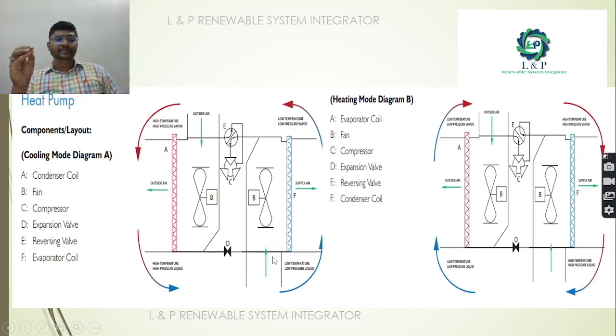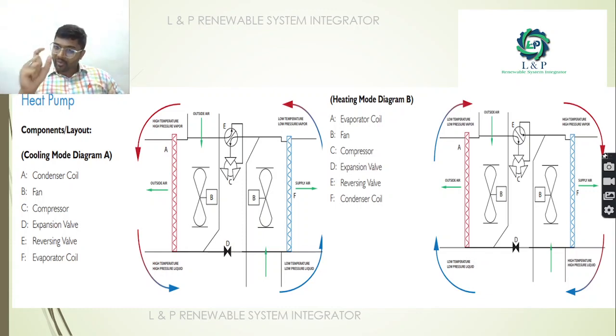Next, we have two different diagrams: one is the heating mode diagram and the other is the cooling mode diagram. It means the heat pump is capable of performing both activities. It will perform heating operation also, and it will perform cooling operation also.